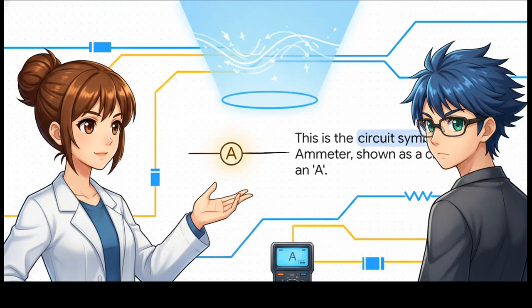And when engineers are drawing out their plans, their circuit diagrams, they have a really simple way to show it. It's just a circle with a capital A inside. That's the universal symbol that basically says, hey, this is where we're measuring the current.